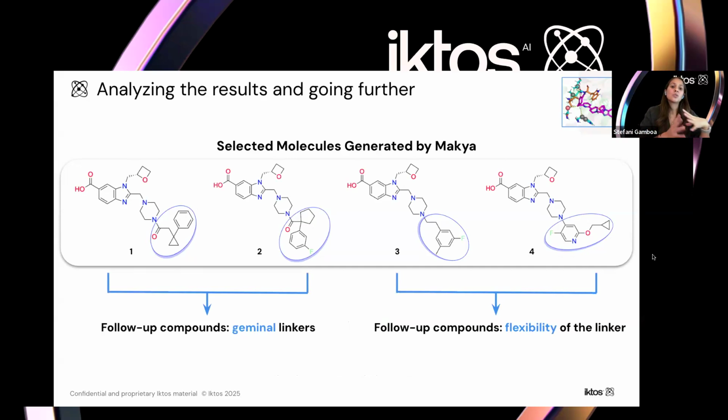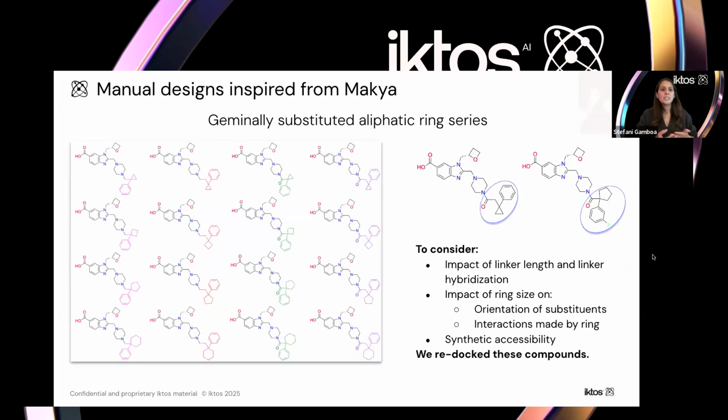In the first one, we have geminal linkers, where substitution increases, for example, local rigidity or might improve receptor alignment. The second focus is the linker flexibility, because you can explore variants that could better accommodate the conformational changes. These follow-up compounds are excellent starting points and served as an inspiration for a manually curated list of targets for further exploration. And that's what we did.